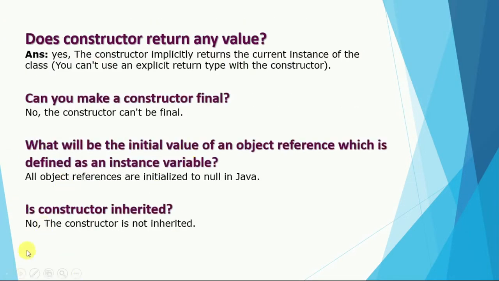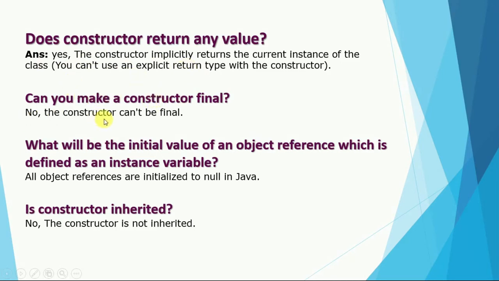So does a constructor return any value? We already discussed constructors. Yes, a constructor implicitly returns the current instance of the class, but you can't use an explicit return type, and you can't define any return type with the constructor. All processes are implicit and internal in the constructor. So we can say that yes, a constructor implicitly returns the current instance, but you can't use any return type inside the constructor.